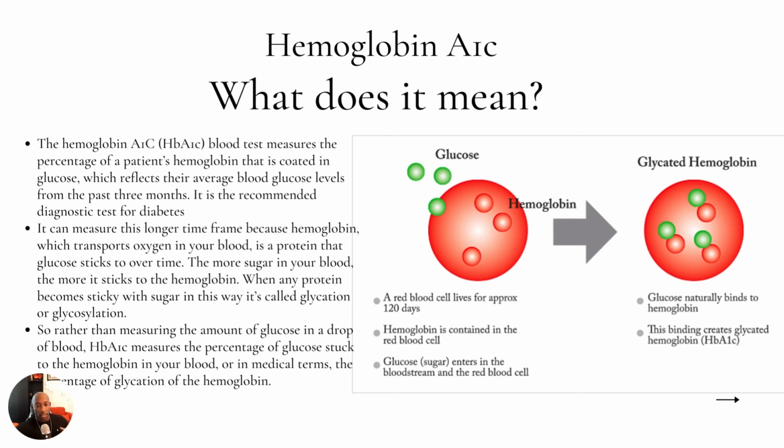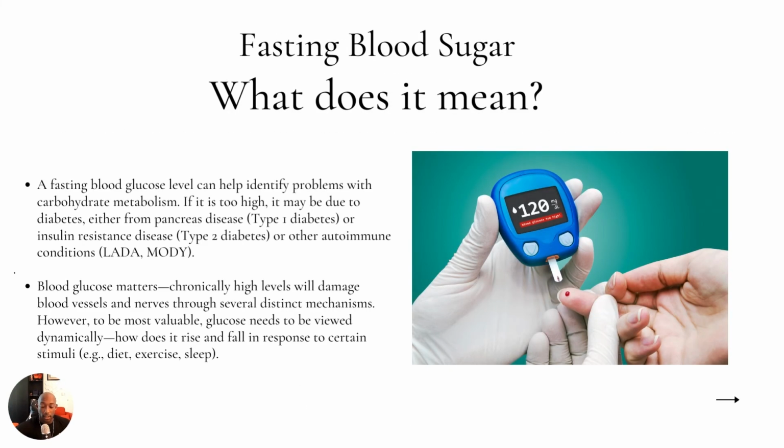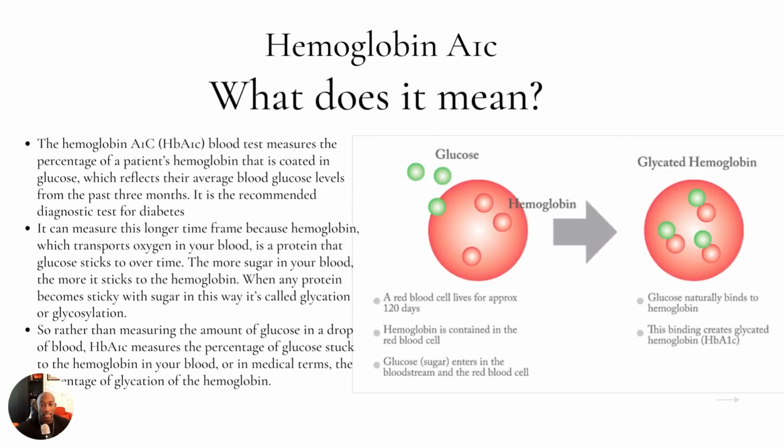So this gives us an idea of the average blood sugar over the last 3 months, which is a really powerful measurement for us because, like we looked at with the previous measurement, the fasting blood sugar is a snapshot in time. This is more of an average. So essentially, this is going to be a good indicator of your glucose metabolism over a time period.